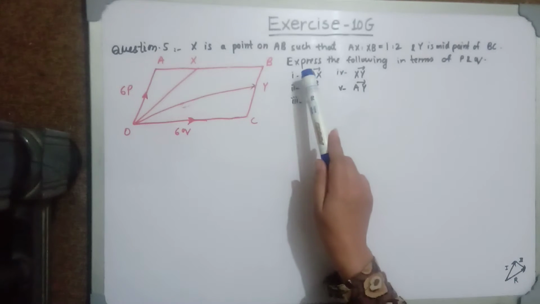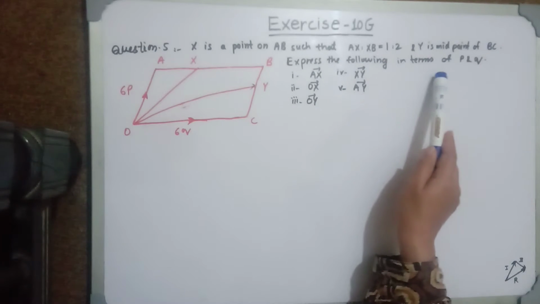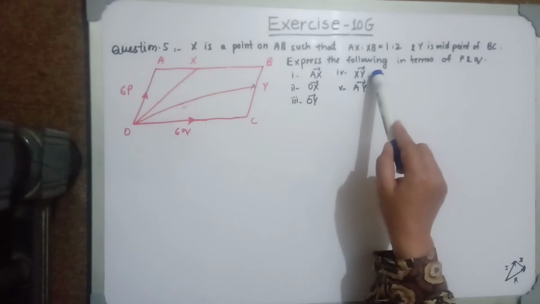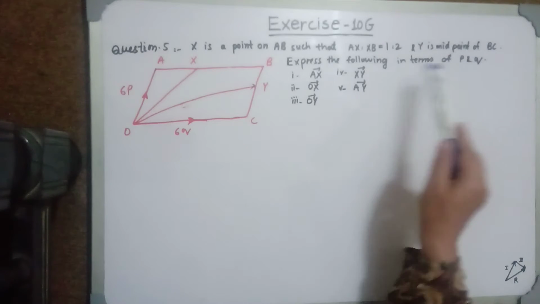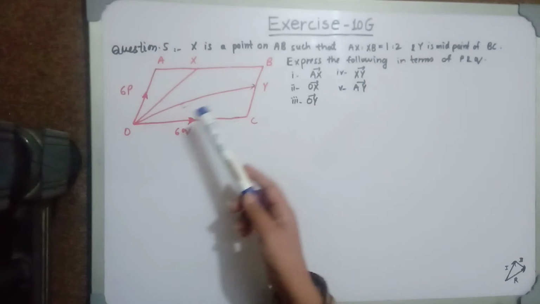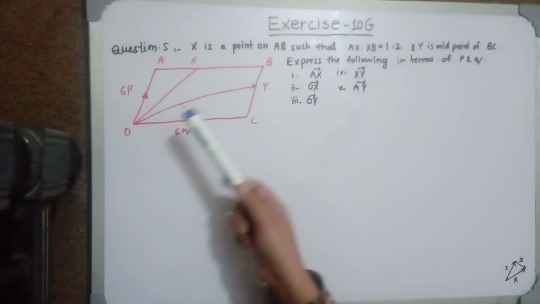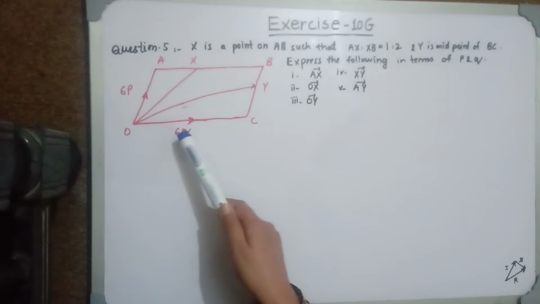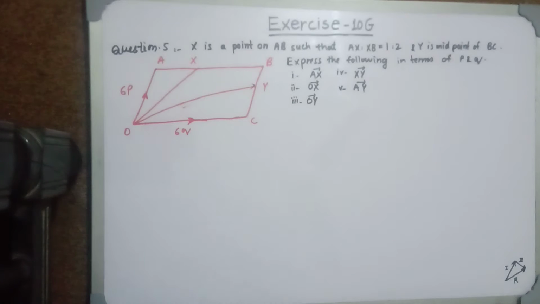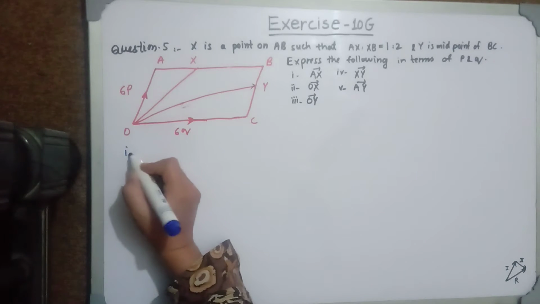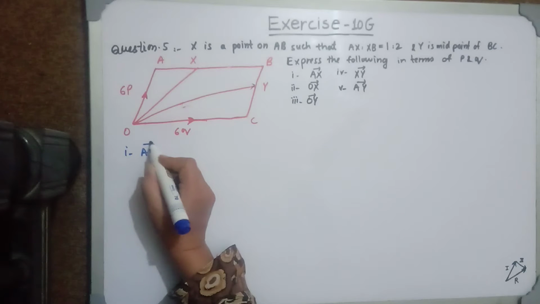Now they have asked you to express the following in terms of P and Q. They have asked you to express the following sides in terms of P and Q, because the values are given as P and Q. So when we find AX or any of these sides, or any line like OX or OY, then you will get the answer in terms of P and Q. So let's start from part 1, that is to express AX in terms of P and Q. The first one is to find AX.